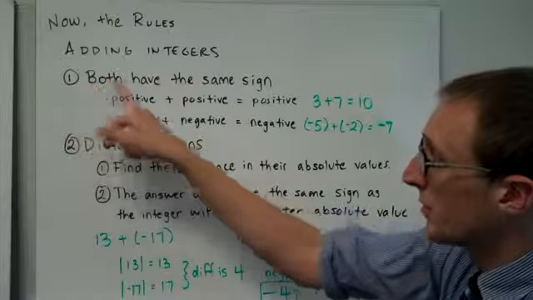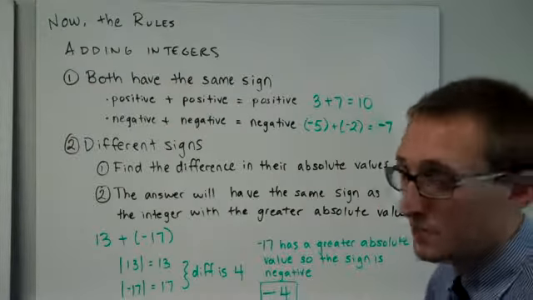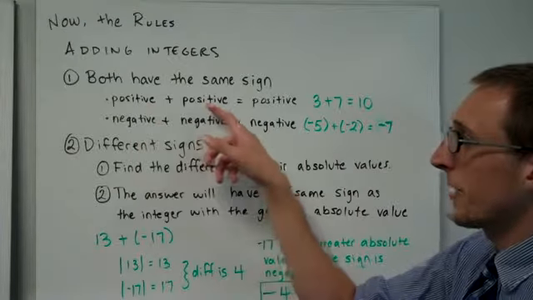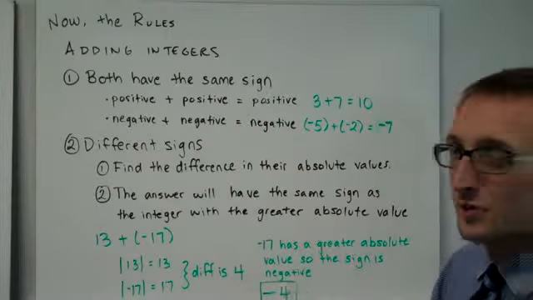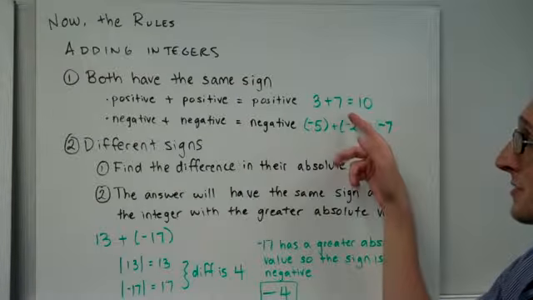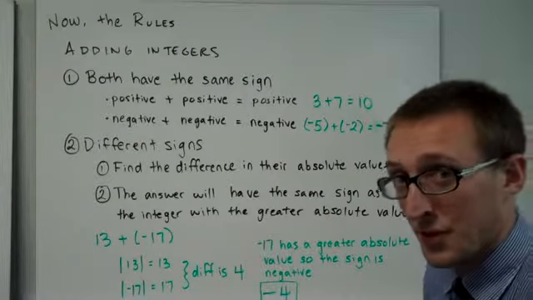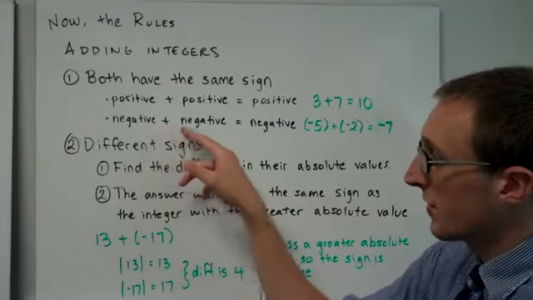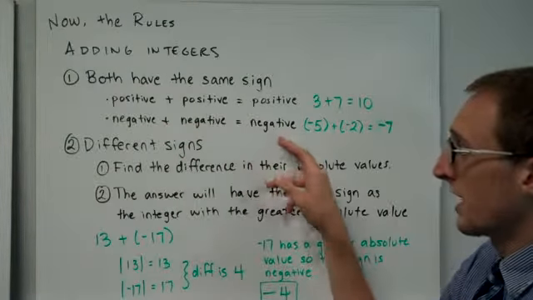In case 1, both the integers can have the same sign. So for example, like you've been doing for a long time, a positive plus a positive is always a positive. So like a +3 plus a +7 is +10. You've been doing this for a really long time. A negative plus a negative is equal to a negative.